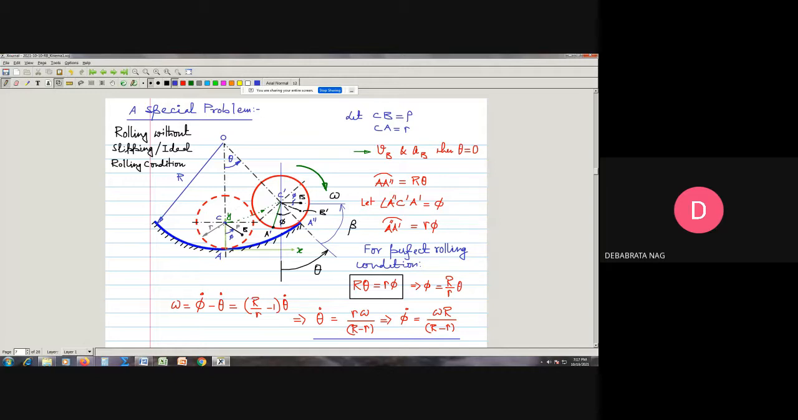Now I need to track where the point B goes when the sphere or the cylinder-like body comes to this location after time t equal to delta t, compared to the initial position at t equal to 0. Let us do it step by step. Initially, we dragged this cylinder-like body over this curved path to this position. When it comes to this position, this line CA, which was initially aligned along this fixed direction, now comes to the position C' A''.